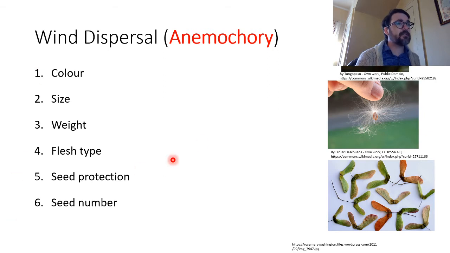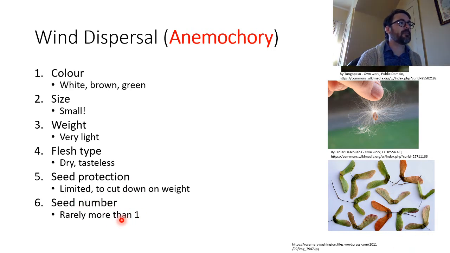So here are the 6 traits, and if we were in a room, we would probably do this mostly through discussion, right? But you could imagine that if you're wind dispersed, the color doesn't matter. You probably don't want to be very big or very heavy. The flesh type doesn't really matter. It can be kind of dry and light. There isn't that much need to protect the seed because no one's eating the fruit, and they often have only 1 or 2 seeds because they need to be light to travel on the wind. Right? So again, other than the fact that the names are a bit weird, I think this is all pretty intuitive.